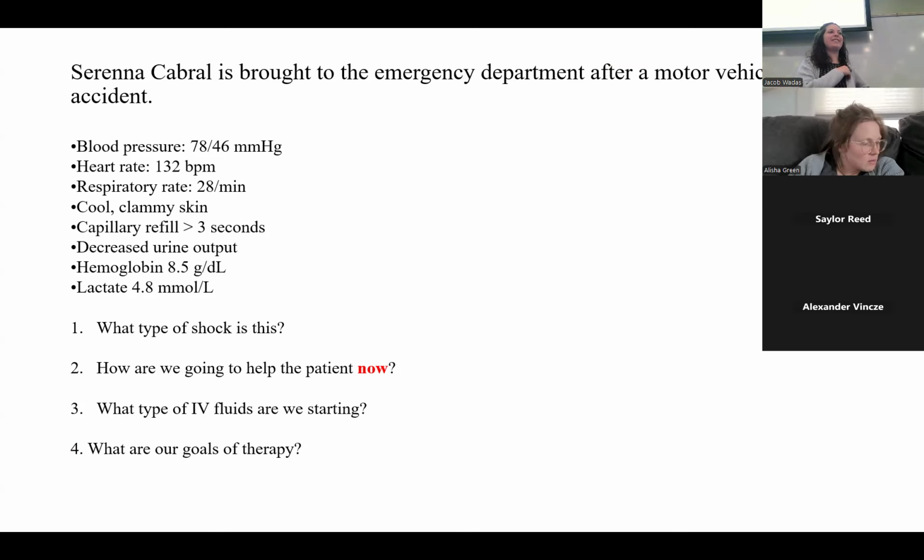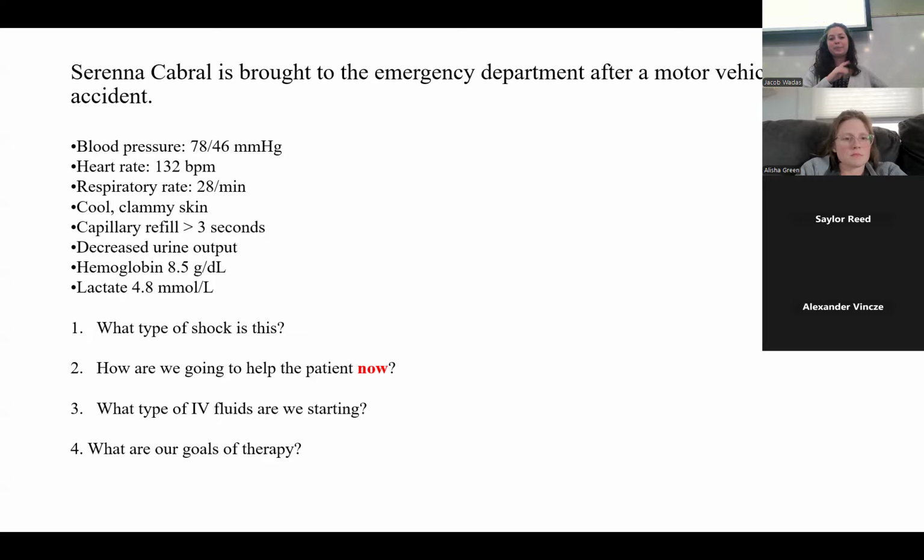Okay, so please save Serena, brought to the emergency department after a motor vehicle accident. We see blood pressure is 78 over 46, heart rate is 132, respiratory rate is 28. You see cool, clammy skin, capillary refill greater than 3 seconds. There's a decreased urinary output. We have a hemoglobin level of 8.5 and a lactate of 4.8.